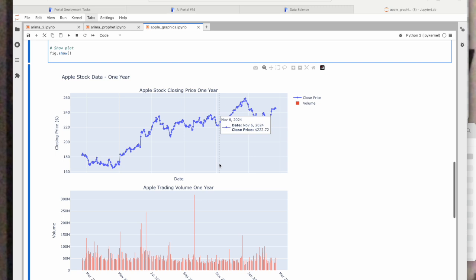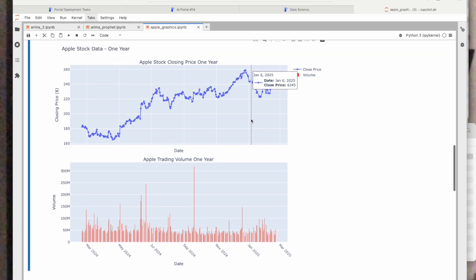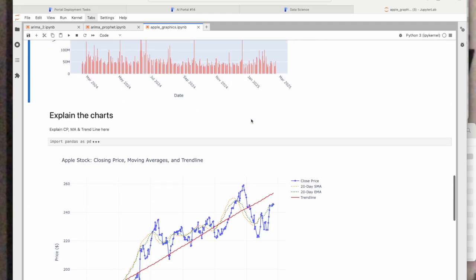But we can also look at the trading volume for the year. Each one of these little red lines is the day's trades there. On this particular day, it looks like September 20th, over 300 million shares were traded that day. So we have basic data graphing functionality for data science. We can explain these charts.